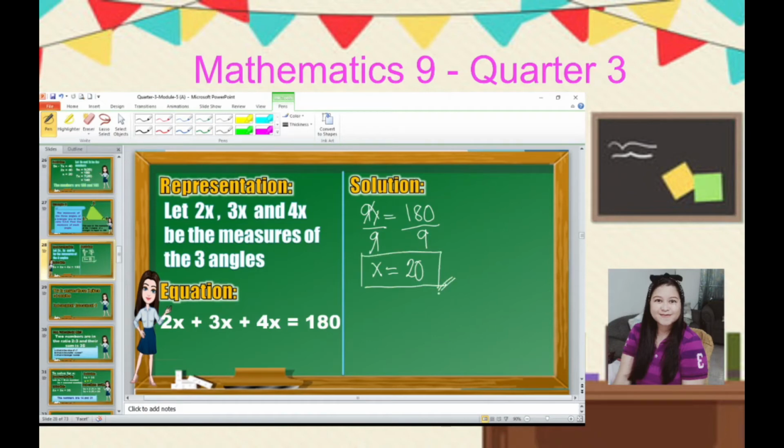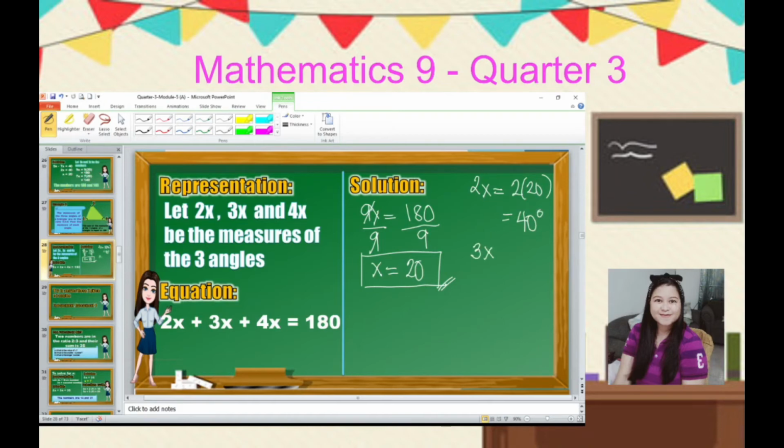The question is, yun na po ba yung measure ng tatlong angles? No. So we need to use our representation 2x, 3x, and 4x, and then substitute this value of x with the given. So, kuhanin muna natin yung unang sukat. So, that is 2x. So, palitan natin yung x ng 20. So, that is 2 times 20 and that is equal to 40. So, ibig sabihin yung isang angle natin is 40 degrees.